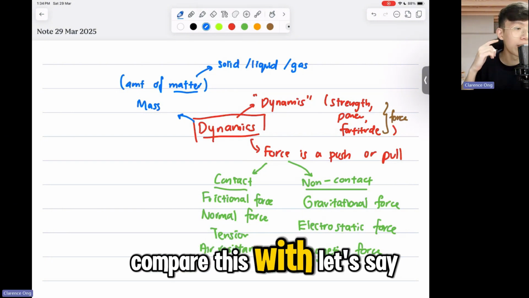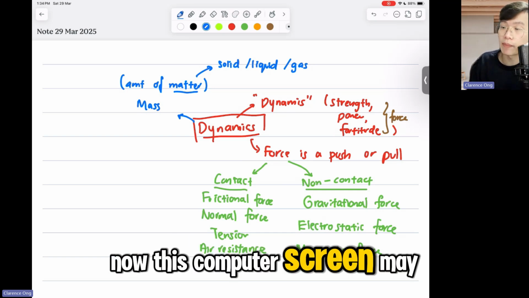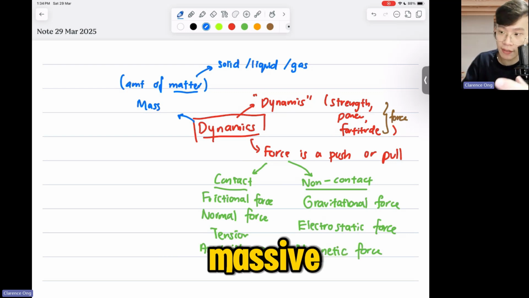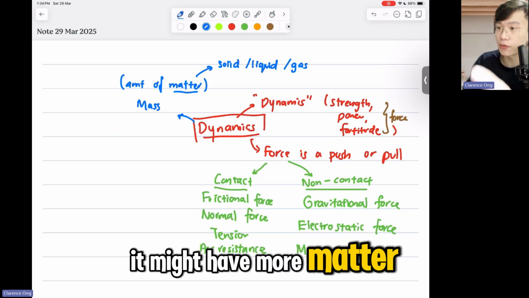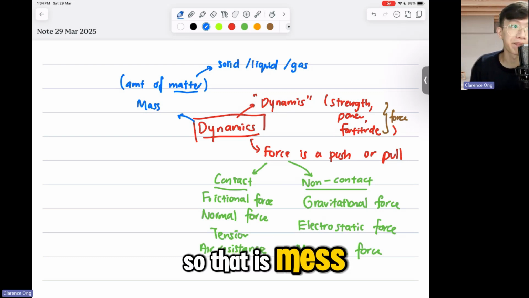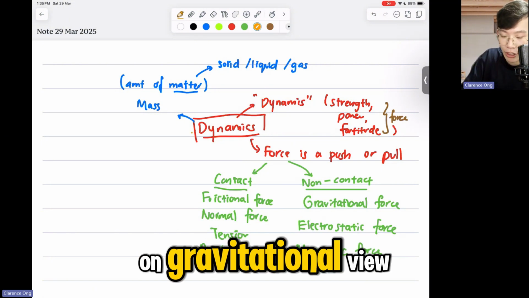Compare this with, let's say, what I have in front of me, a computer screen. Now, this computer screen may occupy a small space in the room only, but it might be more massive. It might have more matter within it than the air around me. So that is mass. Next, the next concept is on gravitational field.